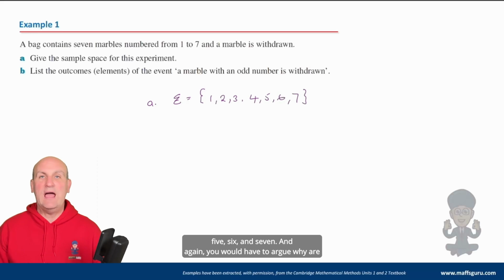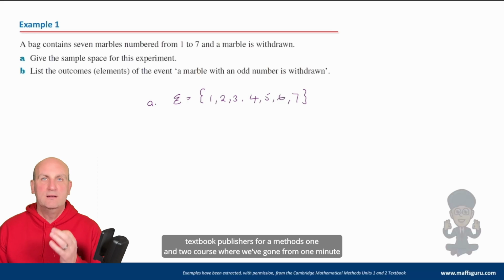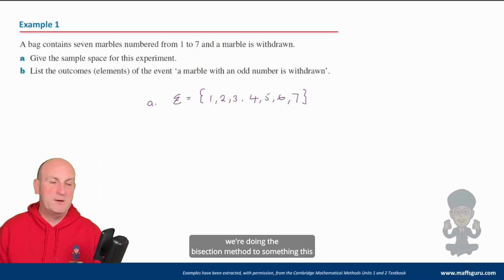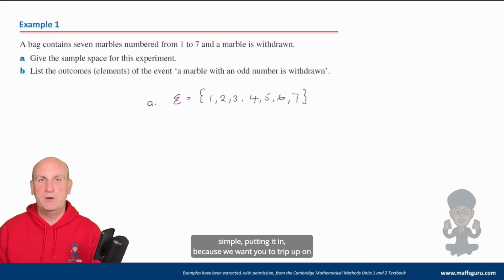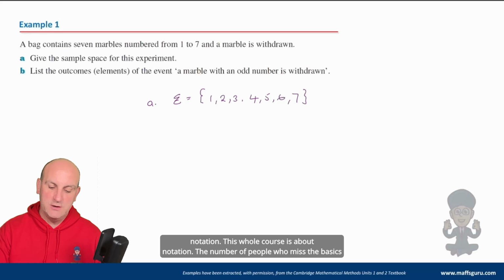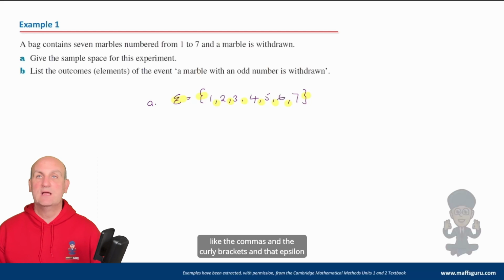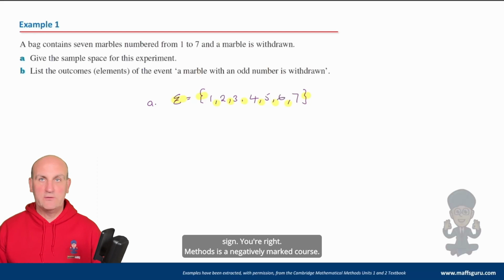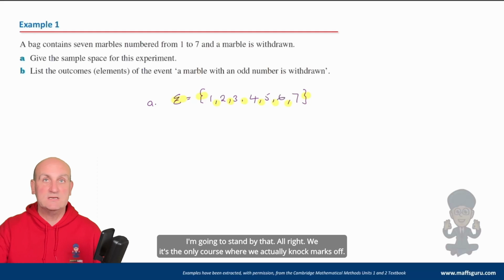And again, you would have to argue, why are textbook publishers putting this in for a Methods 1 and 2 course, where we've gone from the bisection method to something that's simple? Because we want you to trip up on notation. This whole course is about notation. The number of people who miss the basics, like the commas and the curly brackets and that epsilon sign, you're right, Methods is a negatively marked course. And I'm going to stand by that, right? It's the only course where we actually knock marks off, right?